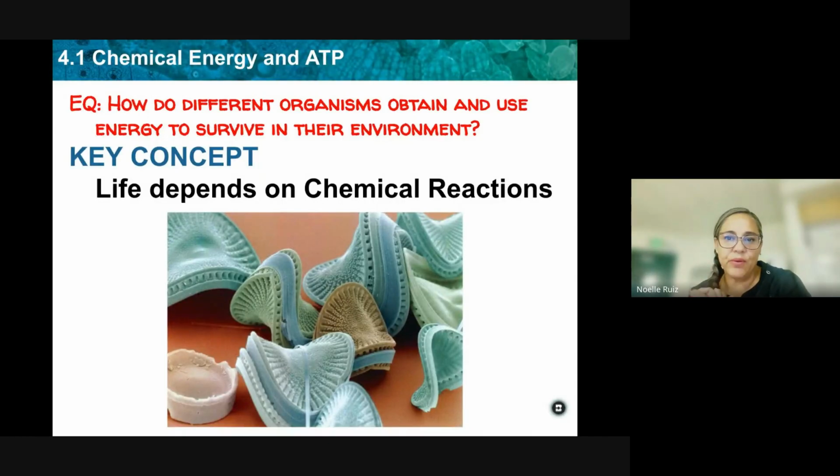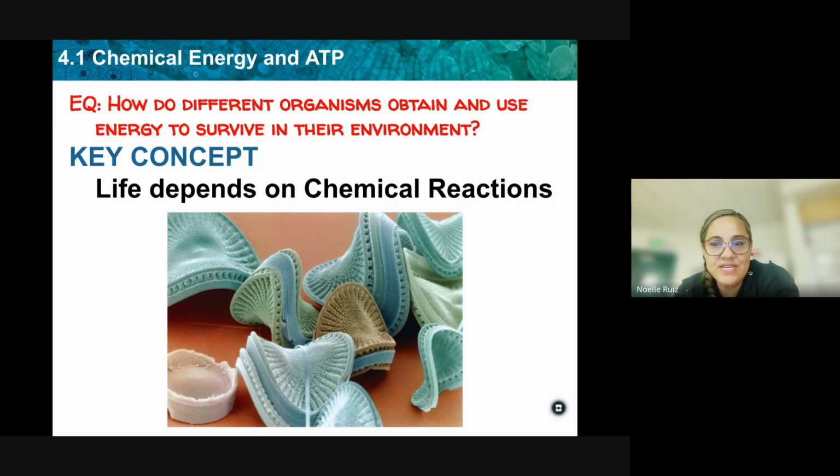Okay, so 4.1 is all about energy. We went over it a little bit at the end of 3.4 and 5, because there are types of transport when things need to get across our cell membranes that require energy. That is called active transport.